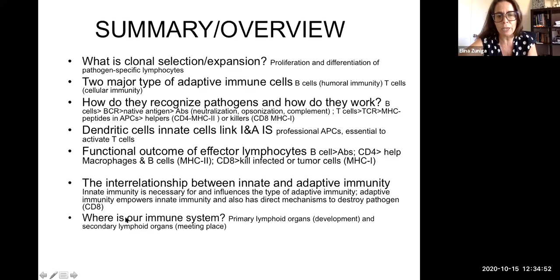And last, we started talking about where our immune system is. We talked about the primary lymphoid organs, which are important for development, and the secondary lymphoid organs, which are important as meeting places between pathogen, antigen, and T cells, and B cells as well. We'll learn a little bit more about this today.